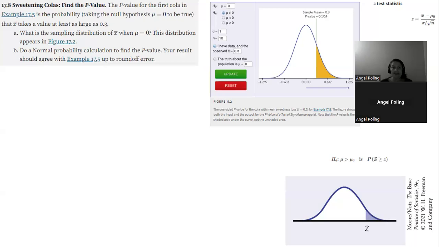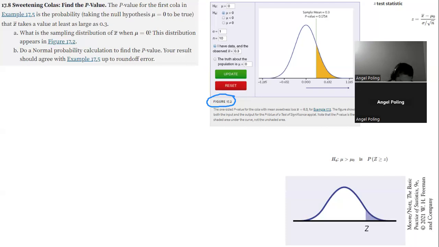A, what is the sampling distribution of X bar when mu equals 0? The distribution appears in figure 17.2. That's included here. And then they ask us to do a normal probability calculation to find the p-value. Your results should agree with the example 17.5 up to round off error.